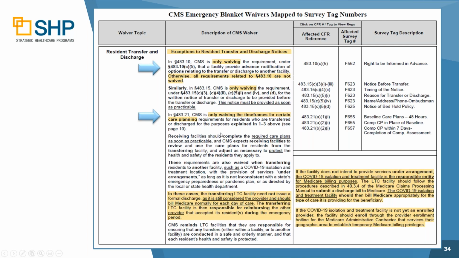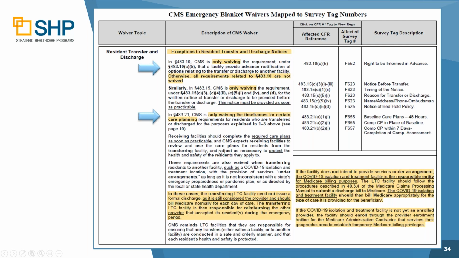It's also only waiving the time frame for certain care planning requirements for residents who are transferred or discharged for the purposes explained in number 1 and 3 above. And that was the previous slide where we looked at those 3 criteria. These deal with tag number 655, which is the baseline care plan, the comprehensive care plan in place of the baseline, the comprehensive care plan within 7 days. So these tags are waived as far as the time frame. Notice that's the only thing in this regulation that's waived. So we want to be sure that we are focused with what those requirements are.